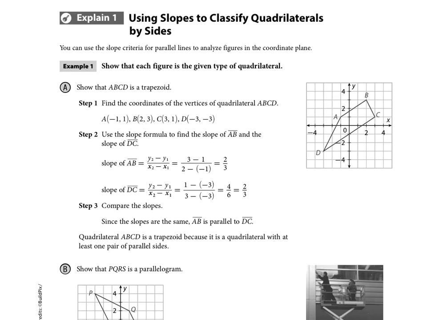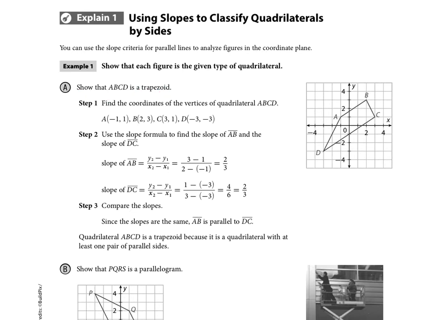Welcome to video 10-1. In this video we're going to be using slopes to classify quadrilaterals by their sides. So in example 1 here we have a diagram of 4 points that we think makes a trapezoid, but what we're supposed to do is to show that it's a trapezoid.